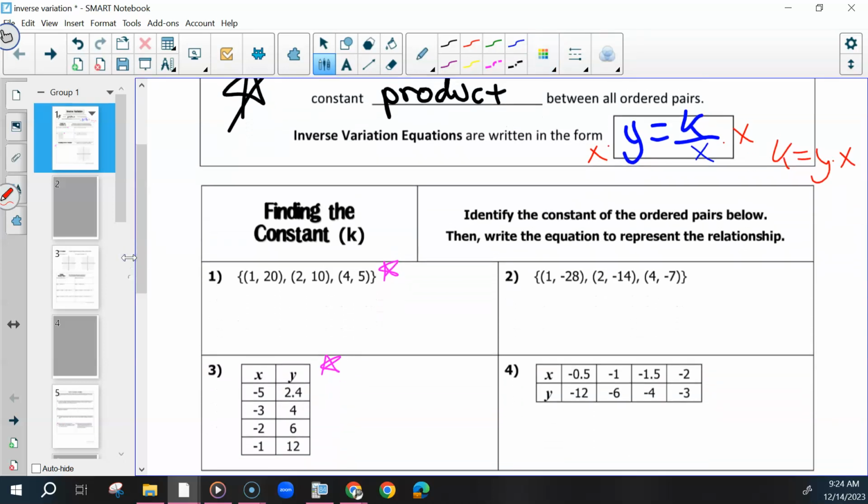So just like with our constant k before, if we multiply all of these and they give us the same constant, that is our constant. So if we were to multiply these three, we would get 20. K value is 20. How would we write that in this format? Y equals 20 over x.